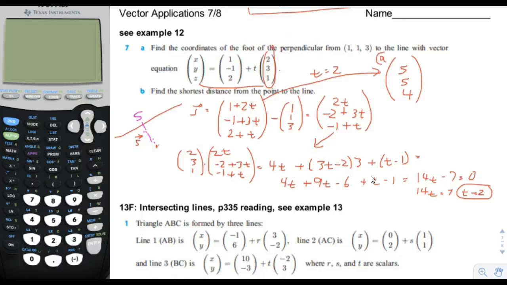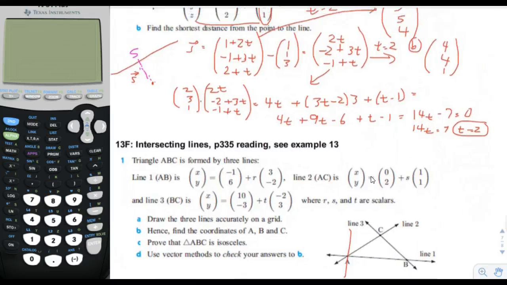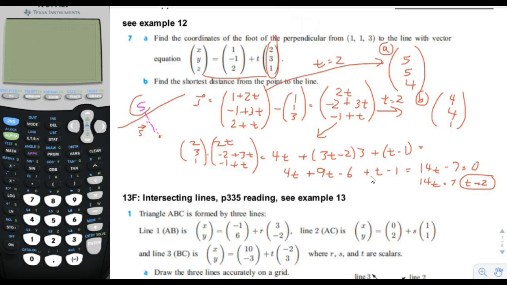Okay, that's A. B is asking the shortest distance from the point to the line. The equation for the point to the line is that one. So all we need to do is plug t equals 2 here. And then for B, we get 2 times 2 is 4. We get negative 2 plus 3 times 2 is 6, so 6 minus 2 is 4. And then we have 2 minus 1 is 1. Okay, so that is the answer for B. All right. So basically what we did was, for part A, we found this point, and for part B, we found this distance. Okay?